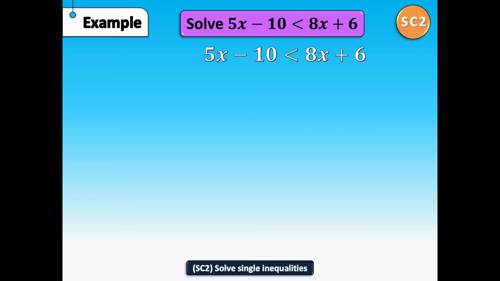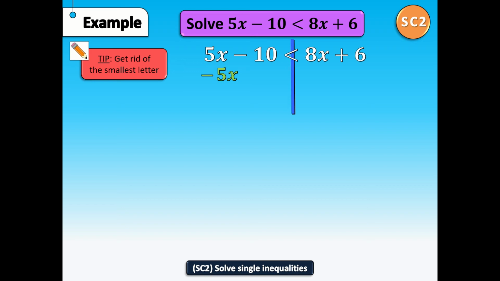In this question, before I use a function machine, I need to get rid of either 5x or 8x. Now I always get rid of the smallest letter first. So 5x is smaller than 8x, so I get rid of 5x first. So I take 5x off both sides. That leaves me with minus 10 is less than 3x plus 6.